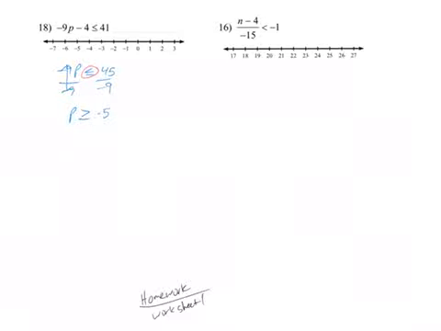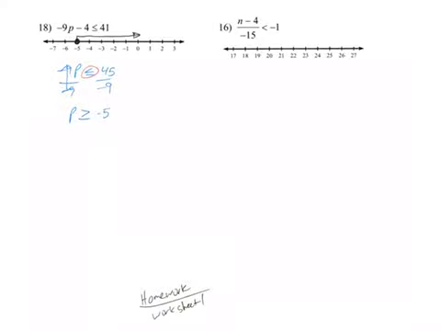So now to graph that, I'm going to put a closed circle on negative 5. And now the p is greater than the negative 5. So 1 is greater than negative 5, or 0. So that means I'm going to go to the right.